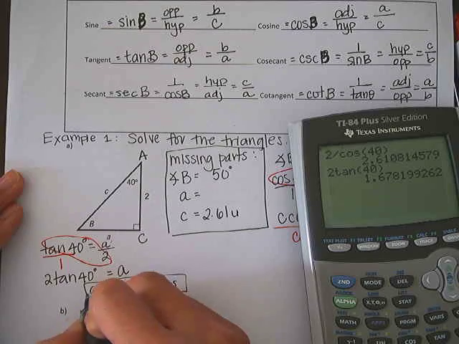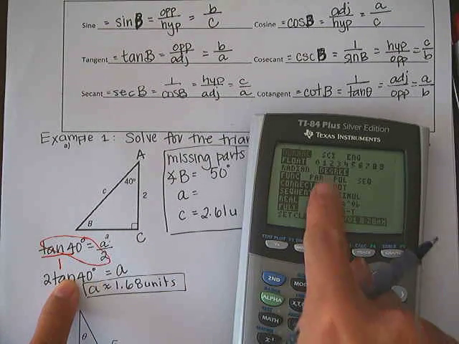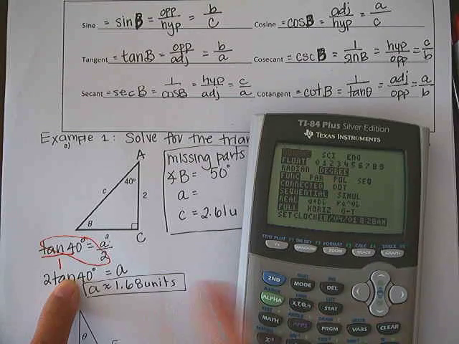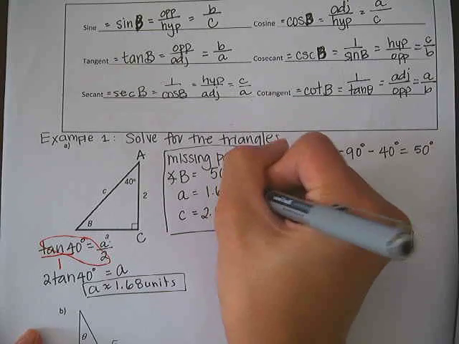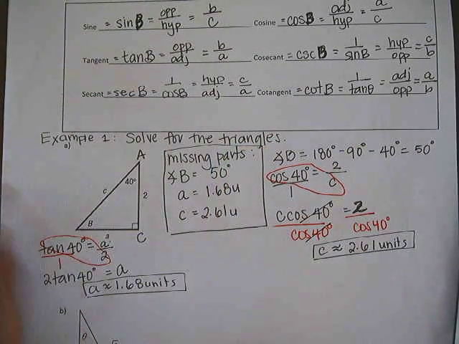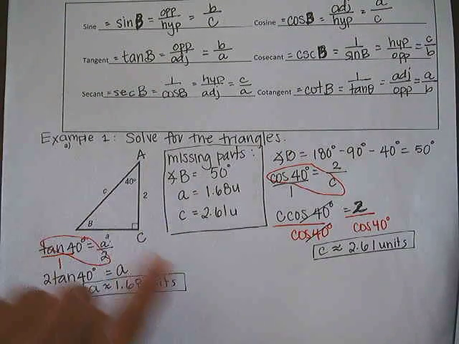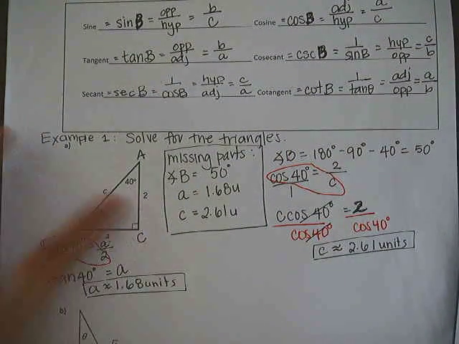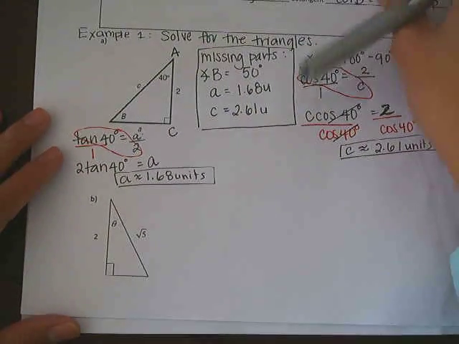Okay, and again, this has to be in degrees mode. So if you check your calculator, it should be in degree already from the previous step. Alright, so I'm going to fill that in, 1.68u, and those are the parts that are missing. So it says solve for the triangles, meaning that you're going to have to find pretty much anything that's missing from each triangle. Okay, let's do this one.